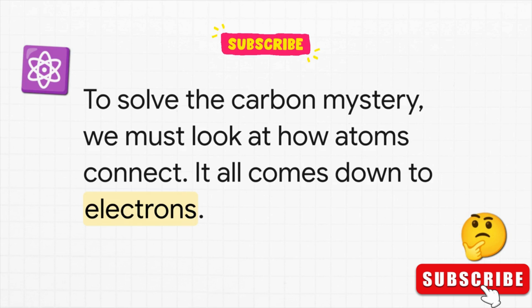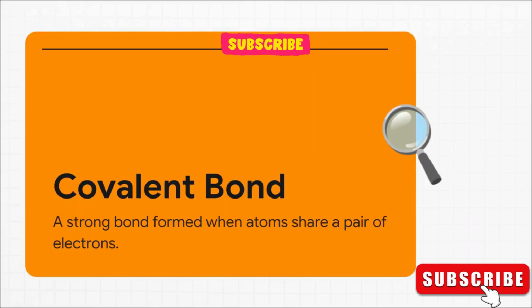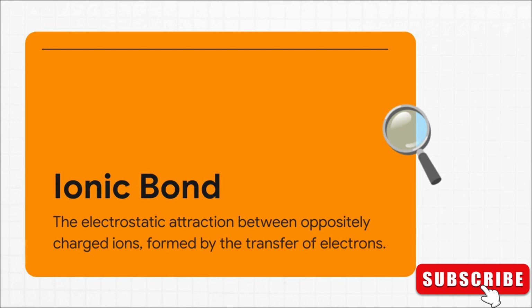So let's get into the main types of this atomic glue. First up, we've got the covalent bond. The best way to think about this one is like a really firm, cooperative handshake between two atoms. They each put an electron into the middle, and they agree to share that pair. This sharing creates a super strong, really stable link, and it's the main way that non-metal atoms, like our friend carbon, like to connect.